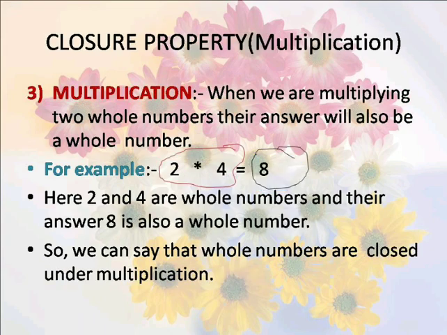Now number three is closure property for multiplication. Closure property for multiplication says that when we are multiplying two whole numbers, the answer will also be a whole number. Now can you see this example? 2 multiplied by 4 gives you 8. Now 2 and 4 are whole numbers and the answer 8 is also a whole number. So we can say that whole numbers are closed under multiplication.